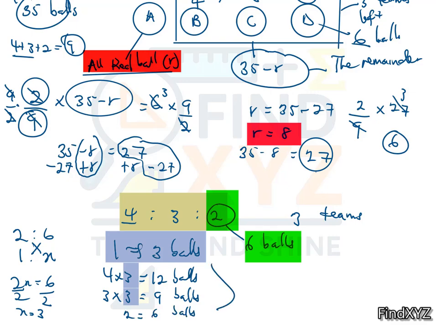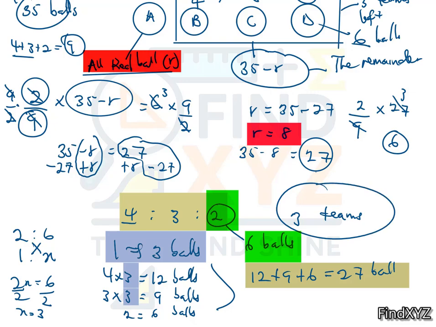So how many balls altogether? That is 12 plus 9 plus 6. That will give us 27 balls. This is for the 3 teams. So we know 27 balls is for the 3 teams. Then the question is, how many balls did we have? We had 35 balls, and 27 was given to the 3 teams. So automatically, when we take away, we have 8 balls. This represents the number of red balls.